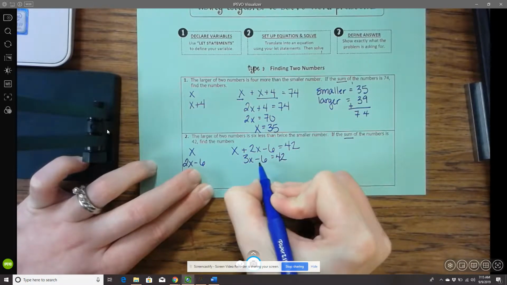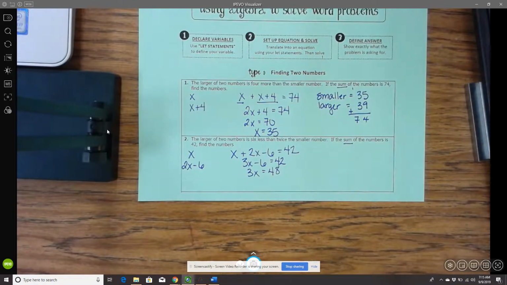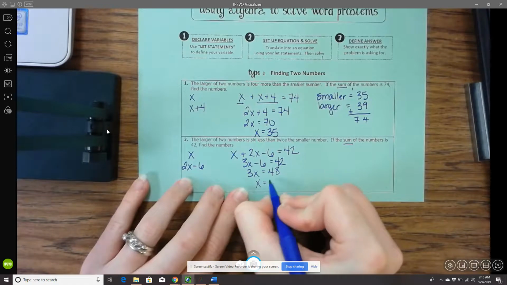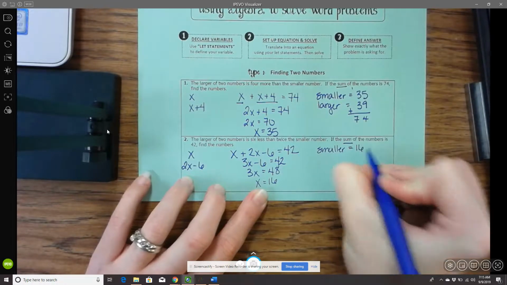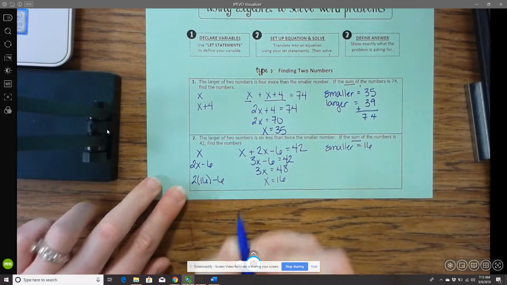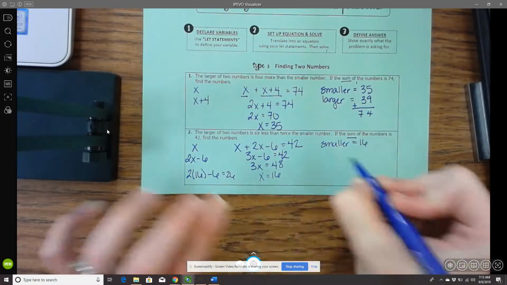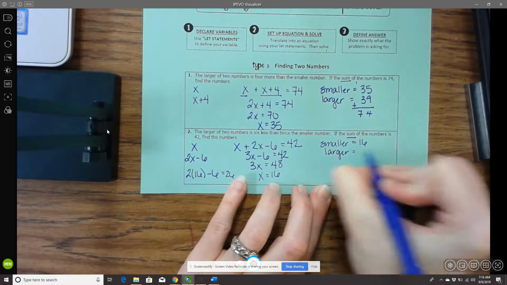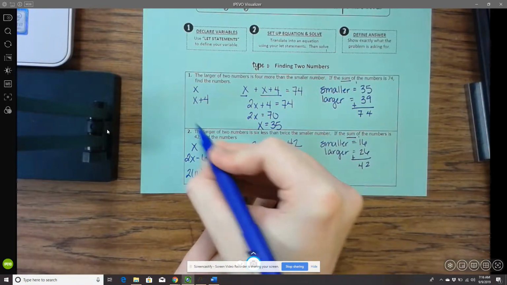And then if we solve, if I add 6 to both sides, I get 3x equals 48. And then I can divide both sides by 3. And so 48 divided by 3 says x equals 16. So my smaller number is going to equal 16. And then to find my larger number, I can just plug 16 in for x there. And here I would get 26. So this would be my larger number. And again, if you add these together, you get 42, which confirms your answer.